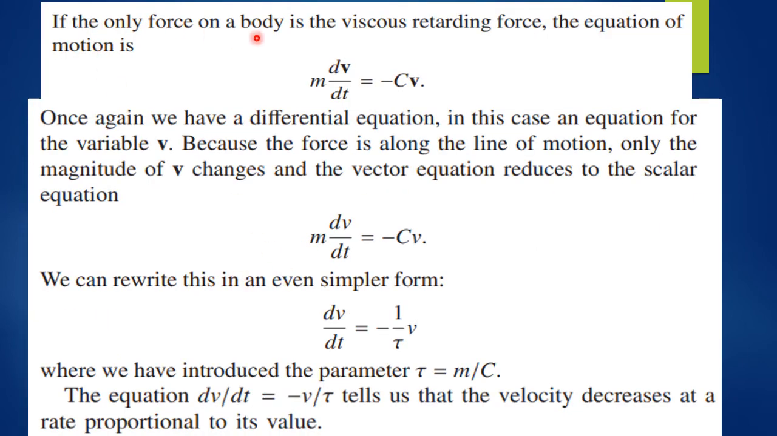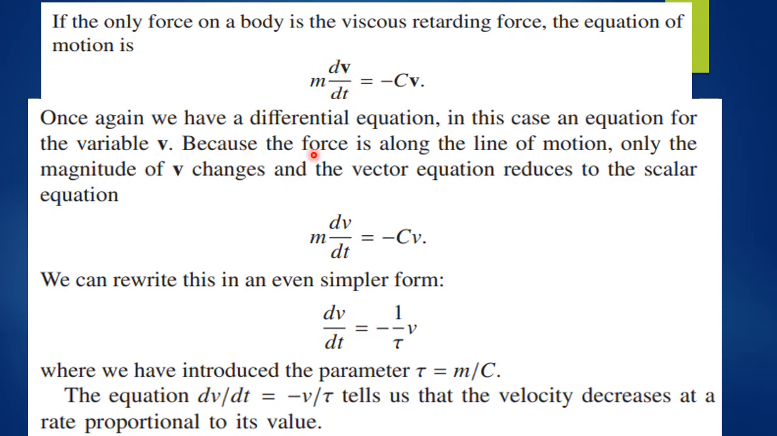So if the only force on a body is a viscous retarding force, the equation of motion will be m dv by dt, which is the acceleration, m dv by dt equals minus cv. Once again we have a differential equation, in this case an equation for the variable v, and we have to solve it to find the solution.